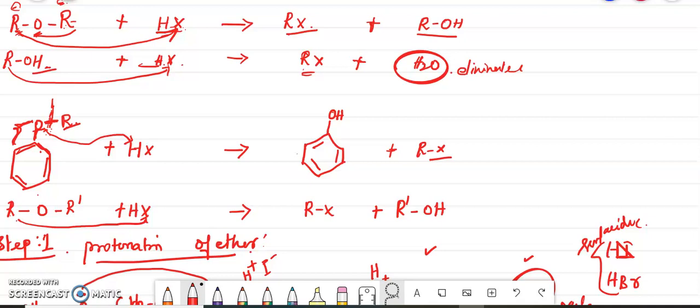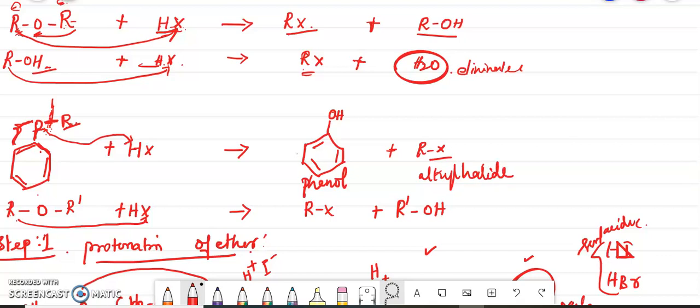Because the oxygen atom also has a lone pair, we get a more stable product during the resonance structure. So that is why the cleavage happens only between the alkyl group and the oxygen atom, and the reaction yields phenol and alkyl halide, right? So we get the phenol and alkyl halide products.